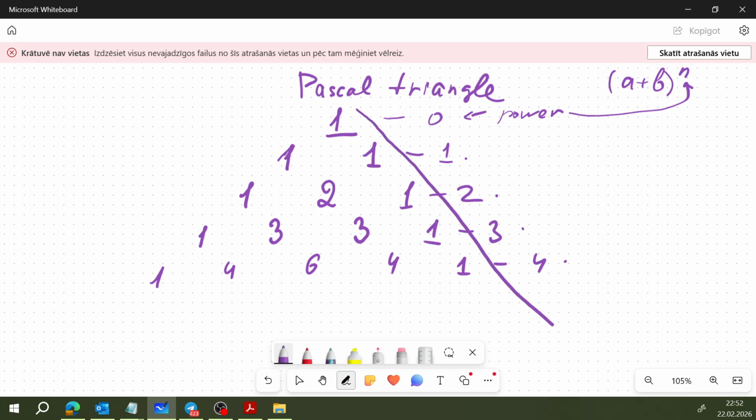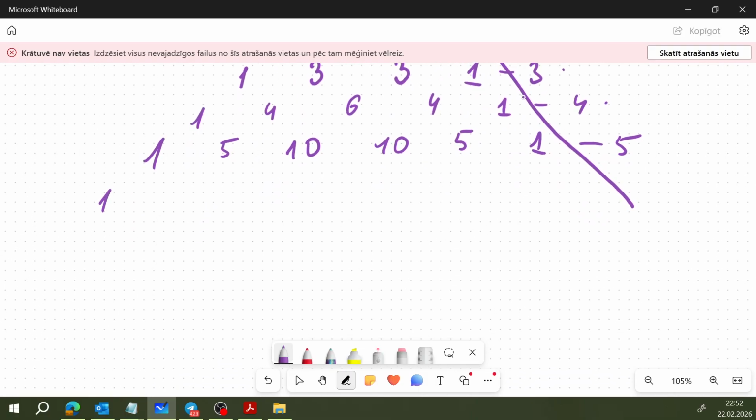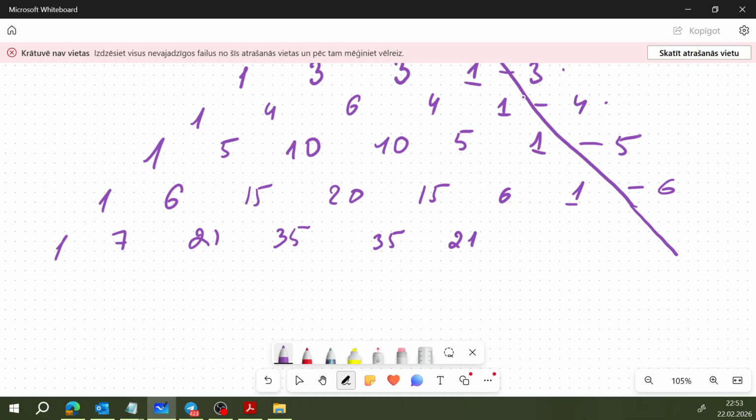And then here we can have 1, 5, 10, 10, 5, and 1. This is the power of 5. Let us make it another way. So if you want to go further, 1, 6, 15, 20, 15, 6, and 1. This is for the power of 6. And let us make it for the power of 7. So it will be 1, 7, 21, 35, 35, 21, 7, and 1. And so on it goes.